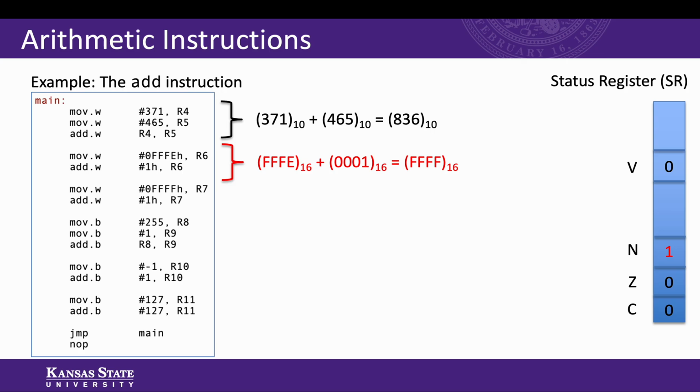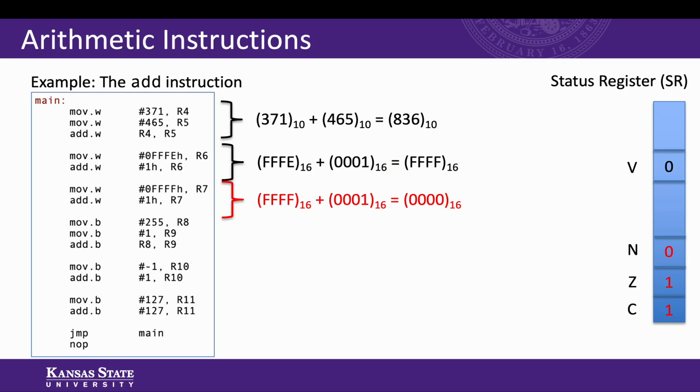Let's look at the next set. We're moving the number FFFE into register 6, and then on the next line, we're going to add 1 in hexadecimal with that number in R6, and the result is stored in R6, register 6. So here, FFFE plus 0001 gives us FFFF. So in this case, the negative flag goes up because F, if we expanded it into binary, is 1111, and so this number begins with a 1. That is, it's got a 1 in the most significant bit column, and so that's a negative number.